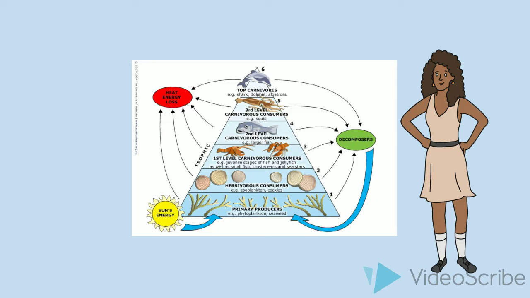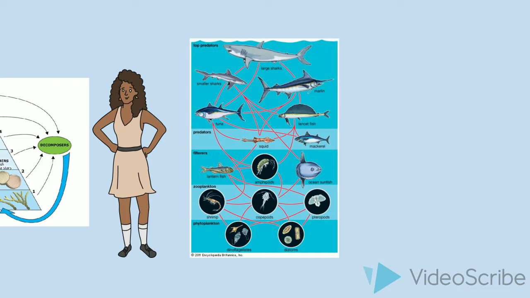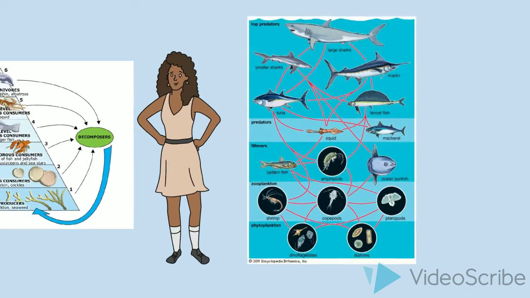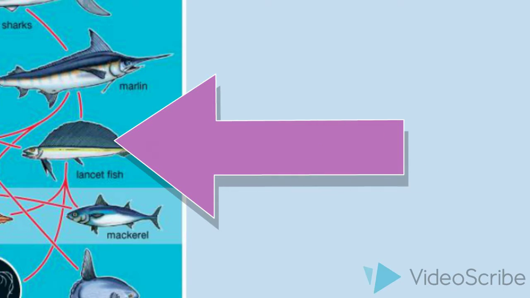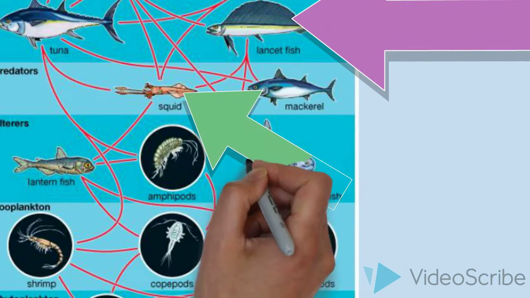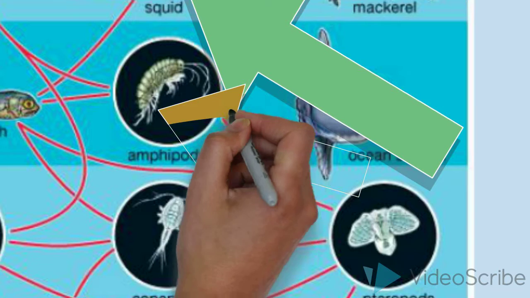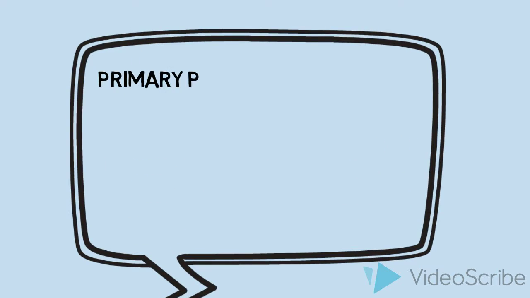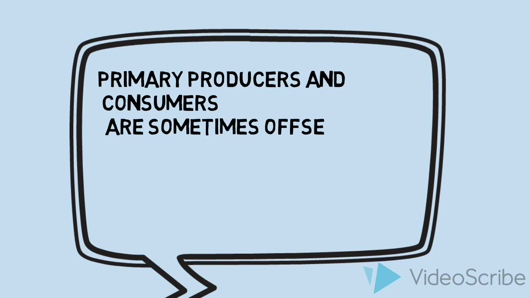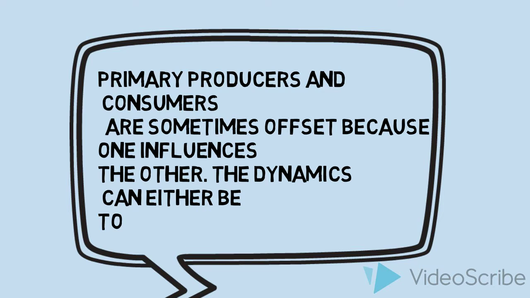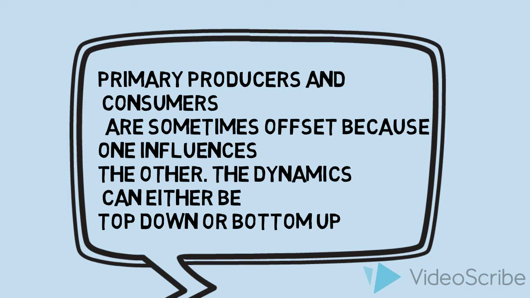This is a more realistic showing of animals in different trophic levels interacting, depicting all the different ways energy can flow, from primary producers to primary consumers and onwards and upwards. These different animals can eat at different trophic levels, feeding relationships shown in a linear hierarchy. So this fifth level lancet fish can eat a squid in the fourth level, but can also eat amphipods in the third level. Primary producers and consumers are sometimes offset because the influences on the dynamics can either be top down or bottom up.